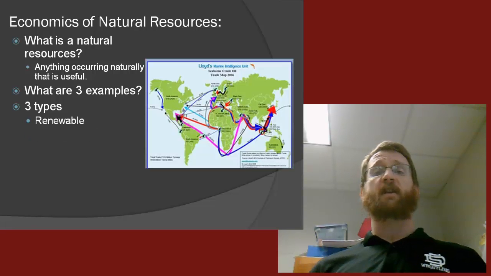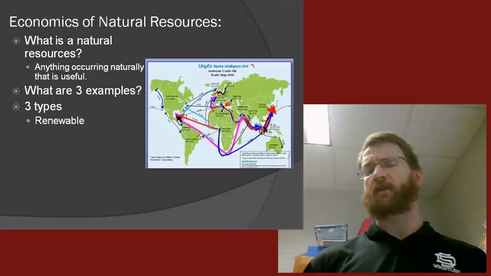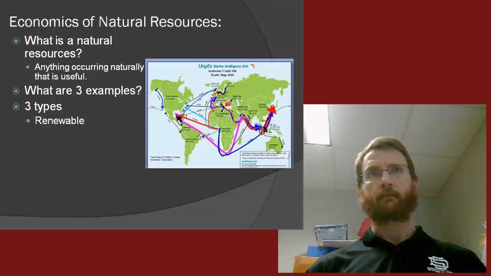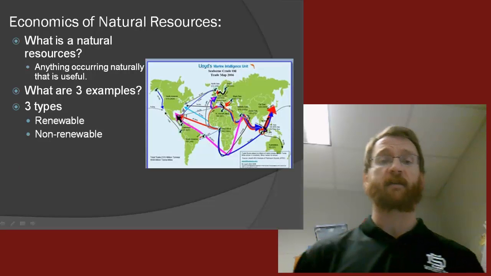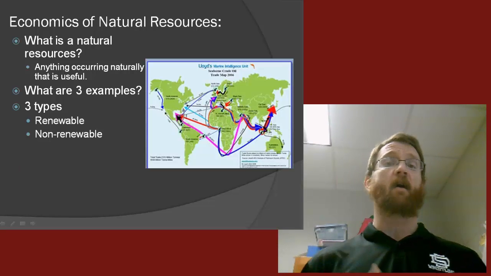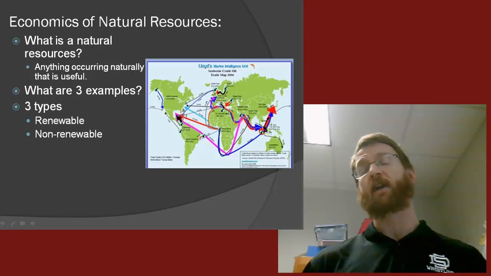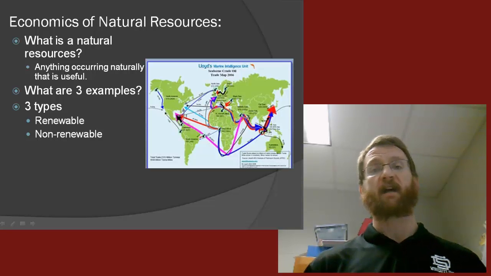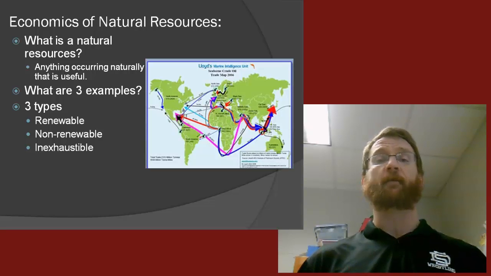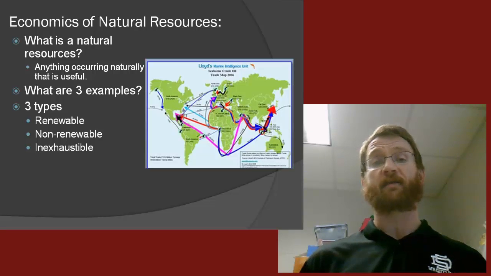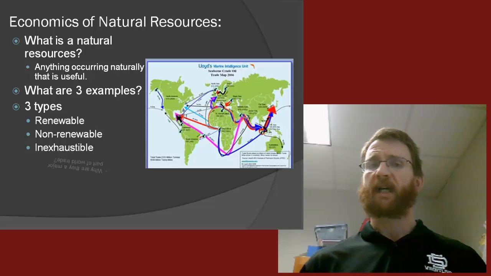Examples of renewable resources are trees, and anything else that you can grow. Plants are renewable resources. Non-renewable resources are oil, petroleum, and precious metals. Things that once we use them, they're gone. And last but not least, a third type of resource is called an inexhaustible resource. An inexhaustible resource is any resource that once we use it, it's gone.